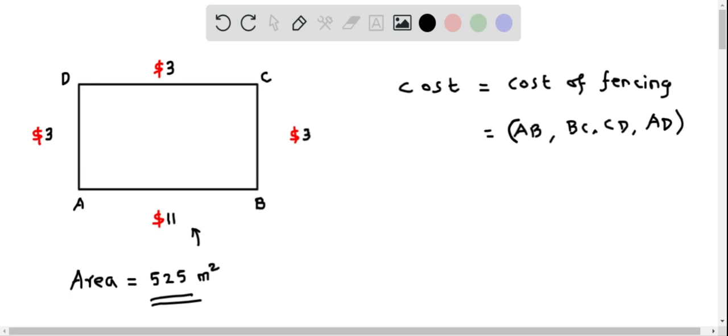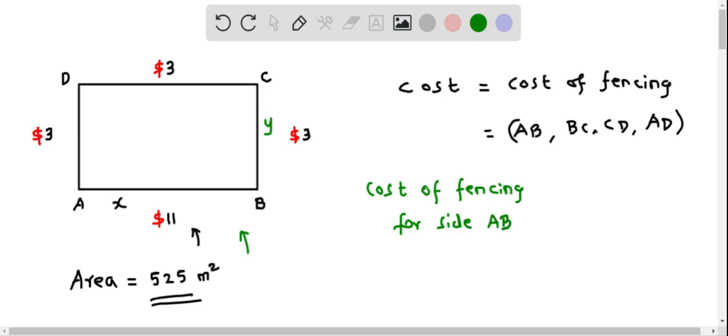So let X represent the side length AB, and Y represent the side length BC. So basically these are the length and width of the rectangular enclosure. Therefore we can write down this cost. Suppose we determine the cost of fencing for side AB, and this equals the cost per meter, which is $11, times the side length of AB, which is X. So this is basically 11X.